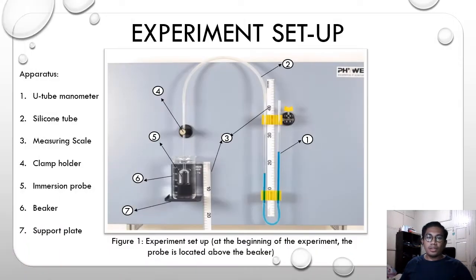This Figure 1 shows the experiment setup of the hydrostatic pressure experiment, where at the beginning of the experiment, the probe is located above the beaker. The apparatus used in this experiment are the U-tube manometer, silicone tube, measuring scale, clamp holder, immersion probe, beaker, and support plate.